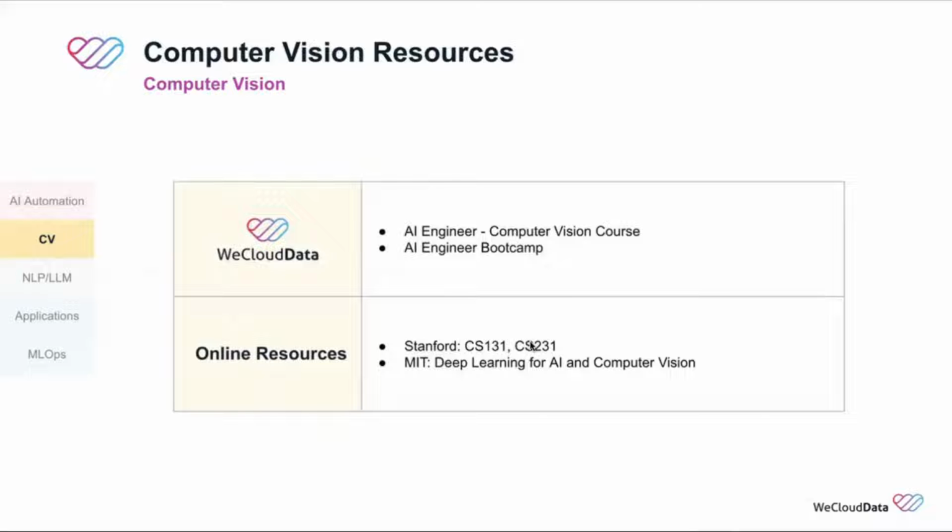WeCloudData has a computer vision course, which is part of the AI engineering bootcamp, so you can choose to specialize in computer vision. But the best learning resources out there: Stanford has CS131 and CS231. These are really great courses. You can look into MIT's Deep Learning for AI and Computer Vision. I believe the videos are on YouTube, and you should be able to just Google and find them. Okay, so that's computer vision.